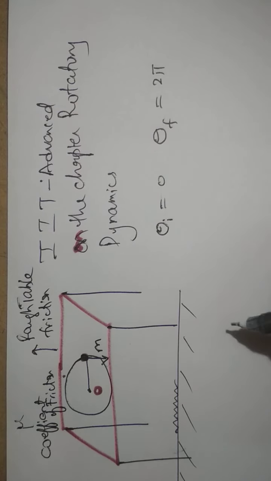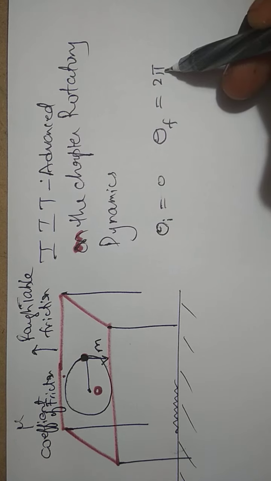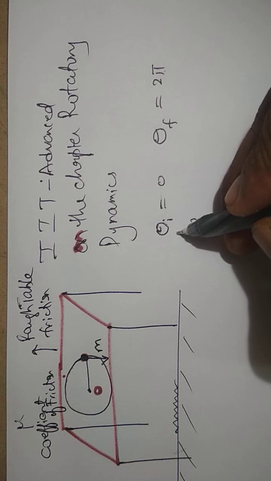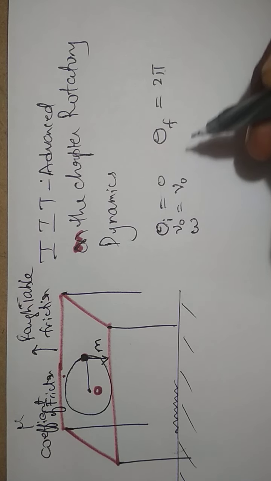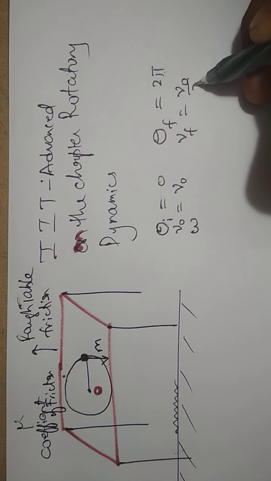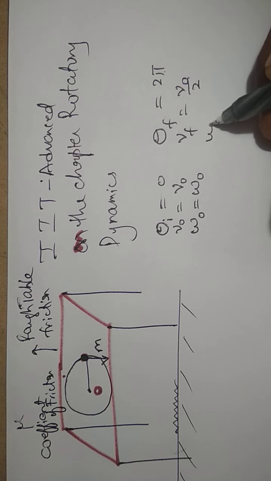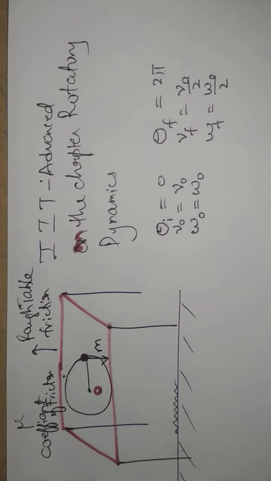The numerical says this body of mass m, after one complete rotation, originally its linear velocity v0 has reduced its value to v0 by 2. So obviously the angular velocity omega naught would have been reduced to omega naught by 2. This is the given data, not what I am inferring.